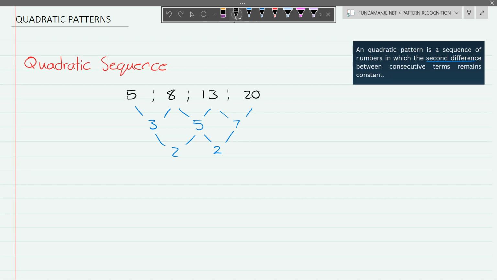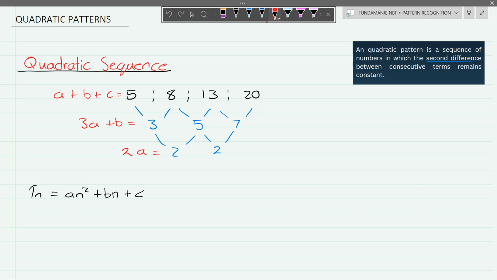Now, a quadratic sequence is similar to a quadratic formula in that their general form is very similar. We have Tn is equal to an squared plus bn plus c, where a, b, and c are values that we can solve for. Namely, we solve it as such. We say 2a is equal to 2. Then we say 3a plus b is equal to the first difference. Then lastly, a plus b plus c will give us the first term, and then we solve it from the bottom up.